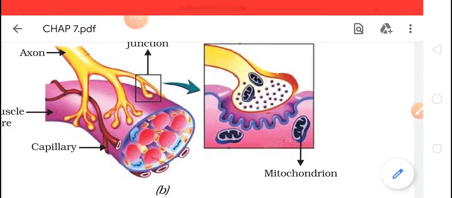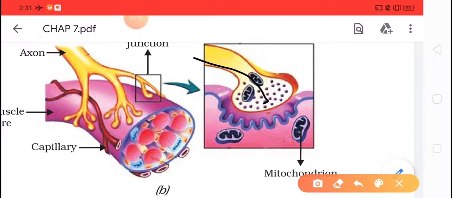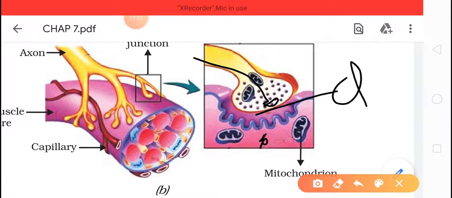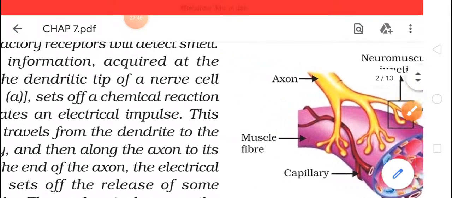So what is happening? When the nerve is bringing the message towards the muscle, a chemical reaction will go that will give the message to your hand, or specifically the muscle, to remove your hand. So there is a connection. And how is this connection happening? Through a chemical reaction. Understood? This is what they have explained here.